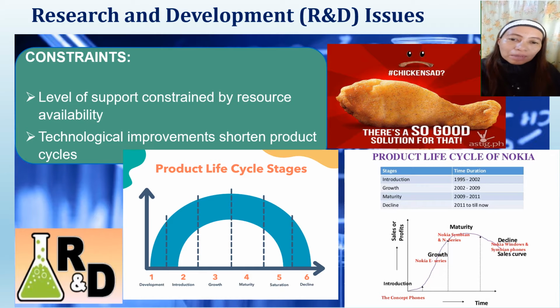On the other hand, technological improvements that affect consumer and industrial products and services shorten product life cycles. Product life cycle begins with development, then introduction, then growth, then maturity, and then saturation. After that, if it is not able to maintain the level of its saturation in the market, then the product will eventually decline. So if R&D is not effective in addressing these constraints, from product development to saturating the market, then the product will either decline, reduce its market share, or even cease to exist in the industry.